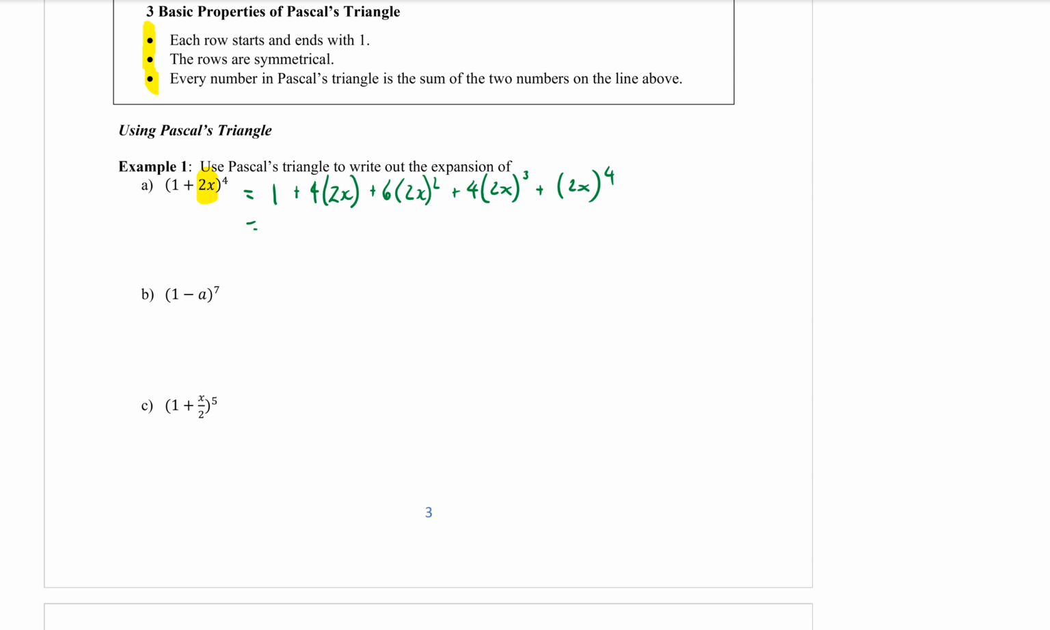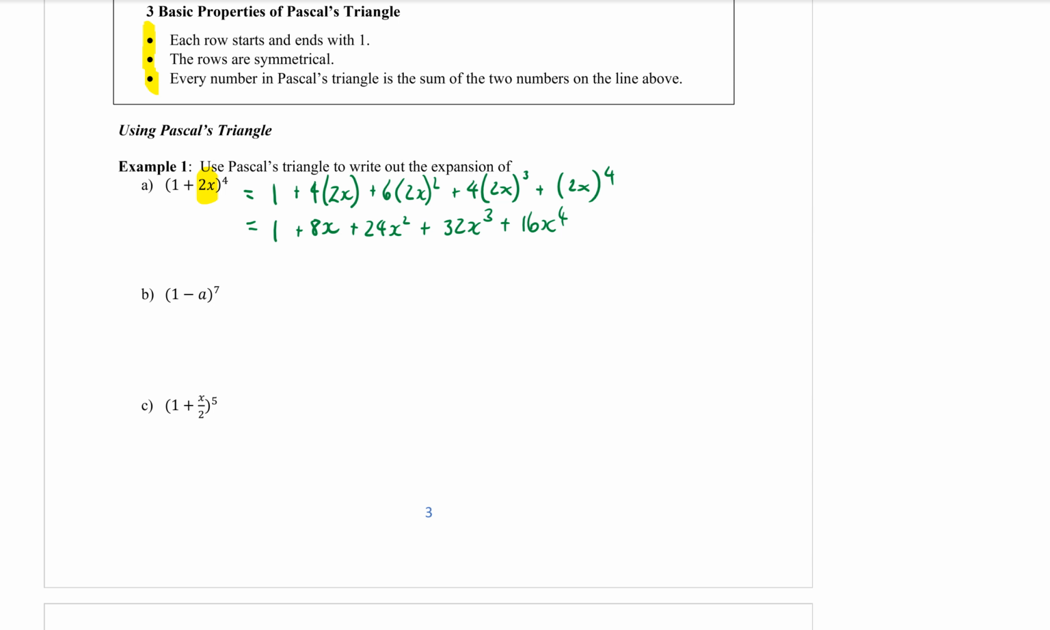Now I need to simplify that a little bit. So the 1 can't be simplified anymore, but 4 times 2 is going to be 8x. Expand the brackets first for the next one. 2 squared is 4 times the 6 is 24x squared. Next one, 2 cubed is 8 times 4 is 32x cubed. And 2 to the power of 4 is 16x to the power of 4. That was fun, wasn't it? Let's try it again for b.